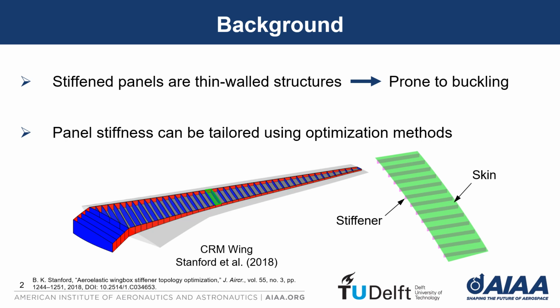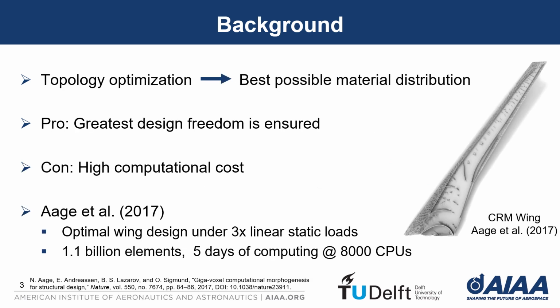Considering the requirements related to performance, safety, and economy, optimization methods are generally employed to minimize the mass of a stiffened panel while tailoring its stiffness to achieve the desired design response. One such method is topology optimization, which is used to determine the optimal material distribution within the design space. It is best suited for design problems where the initial configuration is not known.